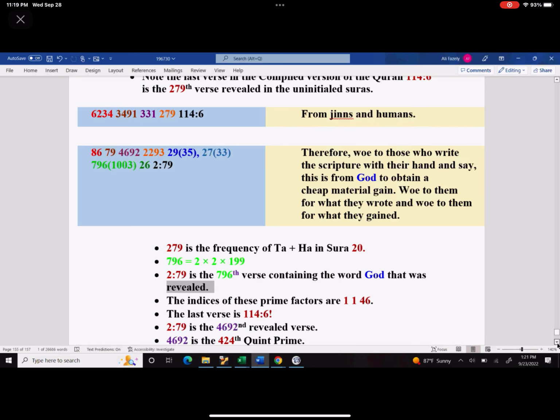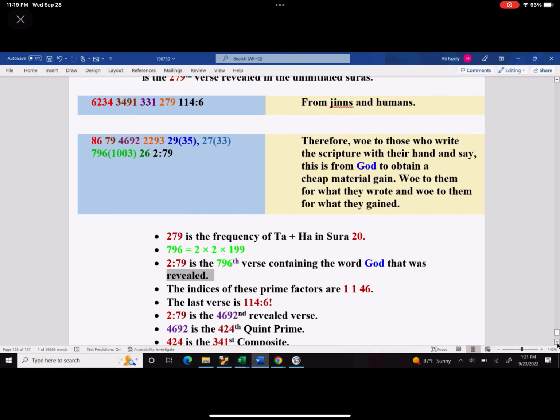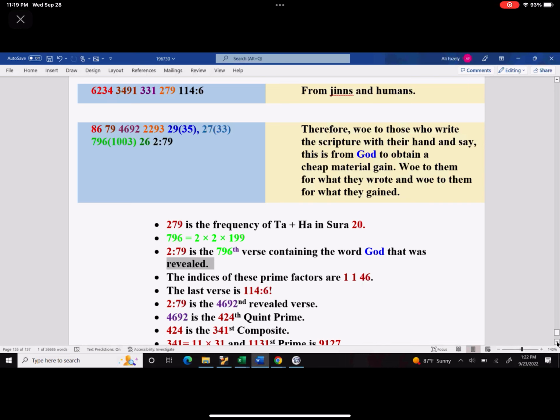I mean, why, the number 4692, what does that have to do with 9127? What does 2293 have to do with 9127? But He's stressing the fact that, look, when they wrote it, they made it something else, which did not belong to the Quran. They wrote it with their hand, so they added something. And now we put it into the context of chapter 114. So we have to seek refuge from these people.